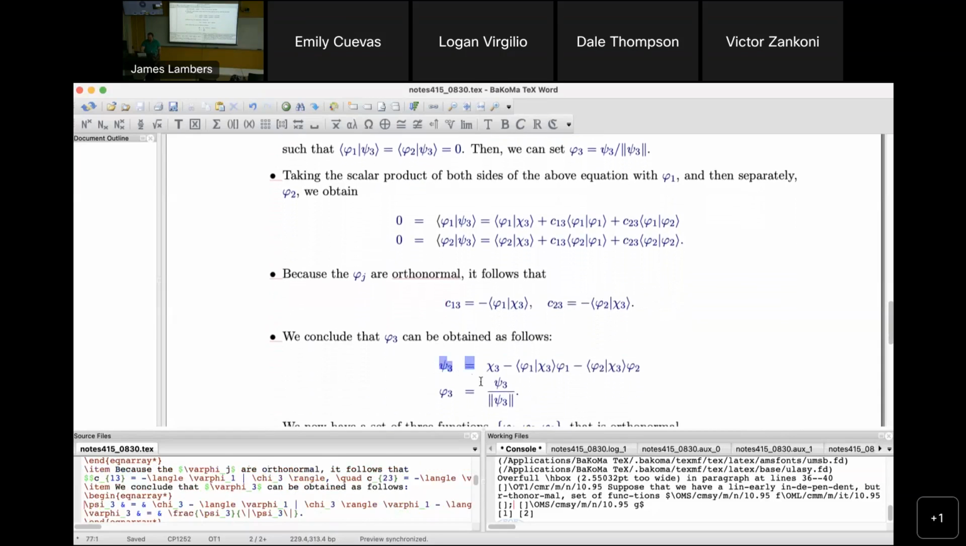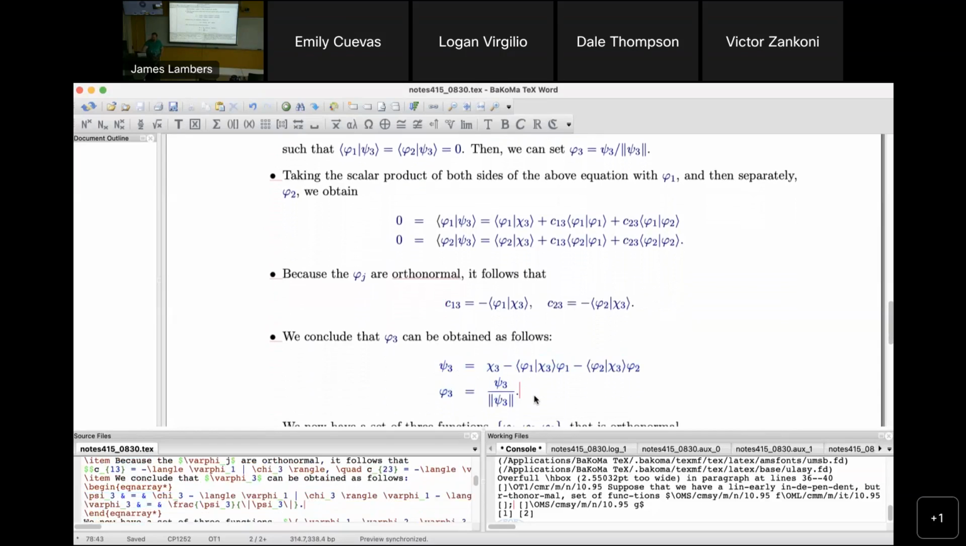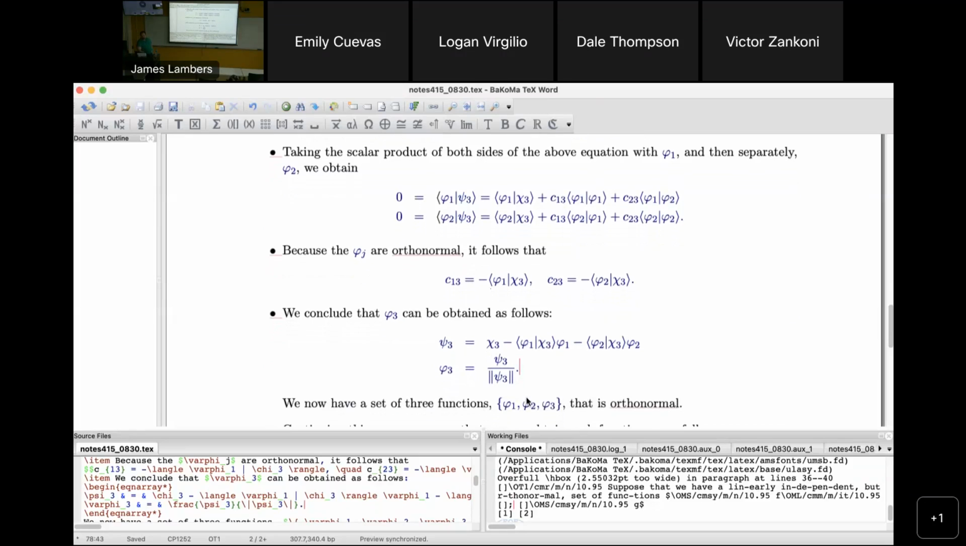So here's the overall process for phi3. You start with chi3, subtract off the correct multiples of phi1 and phi2, which are these scalar products of each phi function with the function you're orthogonalizing, which is chi3. And then you normalize the result. So now phi1, phi2, phi3, they're all orthogonal to one another. They're all normalized. They make an orthonormal set.